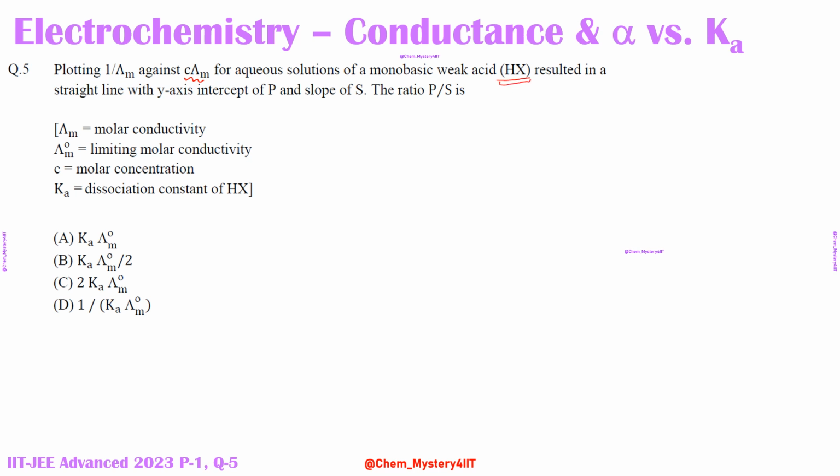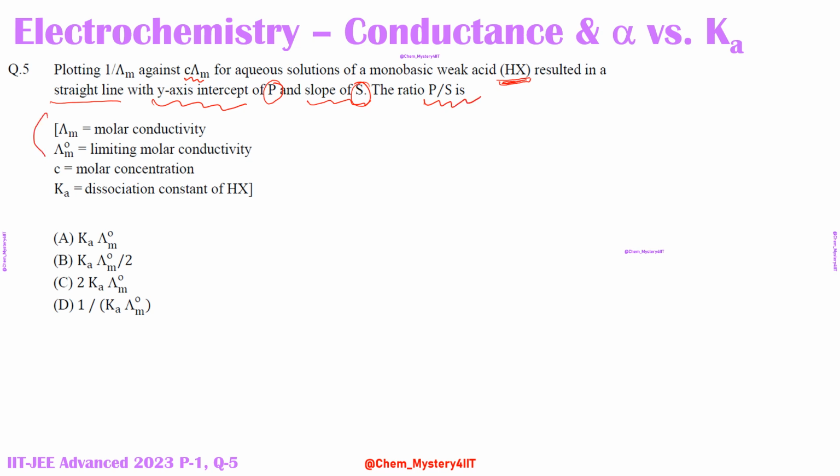For example, we can think of acetic acid was taken, which is giving 1 H plus ion, and it is known to us this is giving us a straight line with y-axis intercept is going to be P and slope of this curve is going to be S. We had to find the ratio of P versus S.